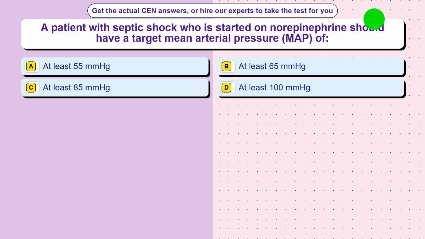Question 65. A patient with septic shock who is started on norepinephrine should have a target mean arterial pressure, MAP, of: Option A, at least 55 mmHg. Option B, at least 65 mmHg. Option C, at least 85 mmHg. Option D, at least 100 mmHg.